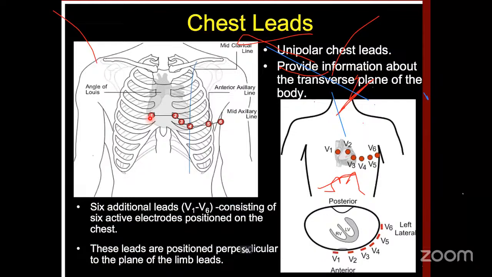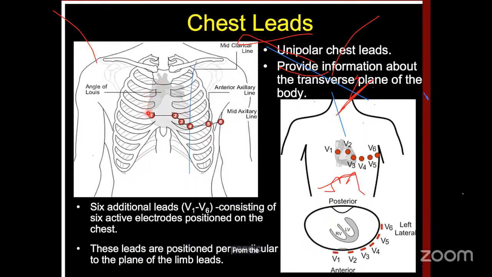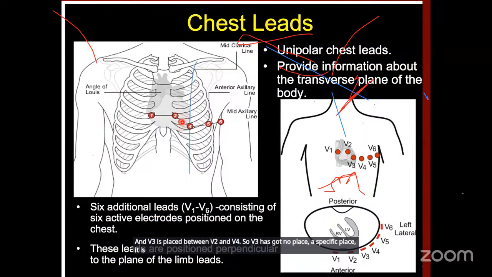V1 is placed on the 4th intercostal space on the right side. V2 is placed on the 4th intercostal space on the left side. The 4th intercostal space can be counted from the Lewis angle, which is just a depression from the manubrium to the junction of the sternum. That tells you it's the 2nd intercostal space. From the 2nd intercostal space, then 3rd and 4th: V1 is on the right, V2 is on the left, and V4 is placed on the 5th space in the mid-clavicular line, and V3 is placed between V2 and V4. So V3 has no specific place. It is placed between V2 and V4.